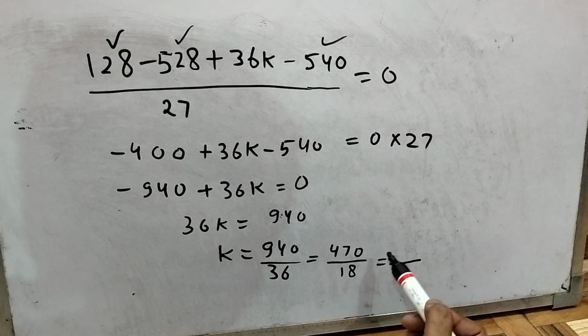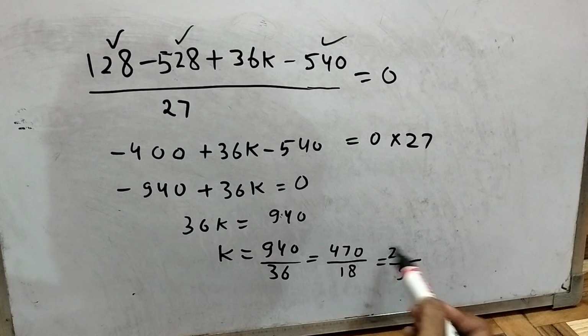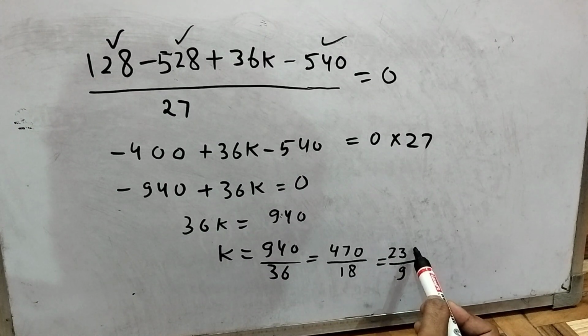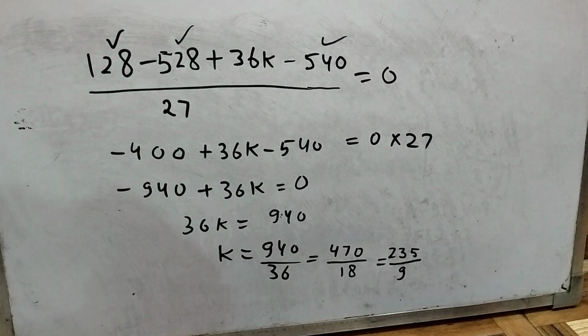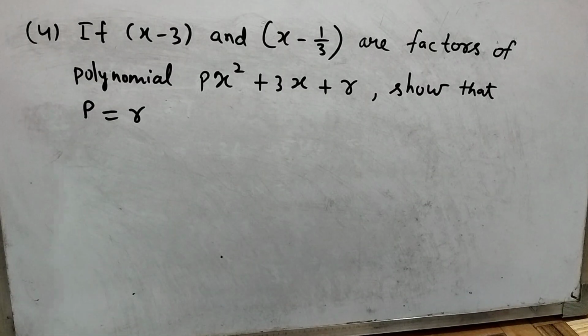Here we have 2 2s are 4, 2 3s are 6, and 2 5s are 10. We can write 2, 3, 5 upon 9.